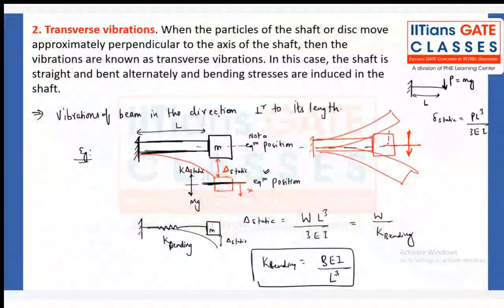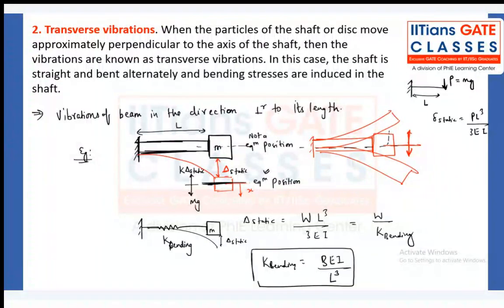How about if I note down the transverse vibrations: when the particle of the shaft or disc moves approximately perpendicular to the axis of the shaft, then the vibrations are known as transverse vibrations. In this case, the shaft is straight and bends alternately, and thus bending stress will be induced in the shaft. A very simple example: a cantilever beam subjected to a mass.